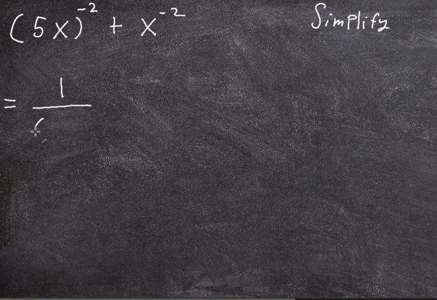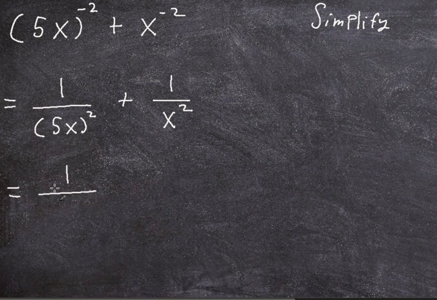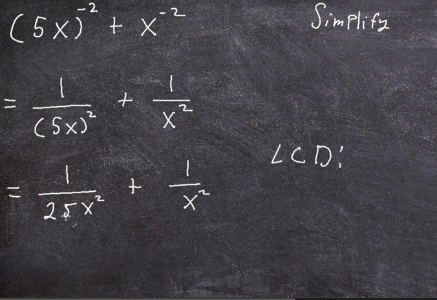So I can rewrite this problem as 1 over 5x squared. Now it's positive because I've brought it down to the denominator. And it's the same with this term, which would become 1 over x squared. Okay. Now, I can simplify this further using my exponent rules. So that would be 5 squared, which is 25, x squared, plus 1 over x squared. Okay, now we're finally ready. What is that LCD? Well, we have 25x squared and x squared, so the LCD is 25x squared.